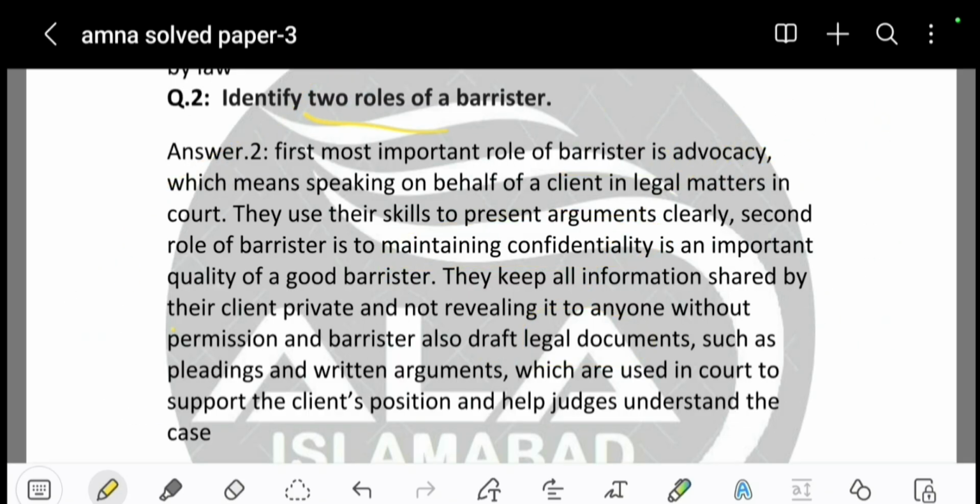So this is how you also have to include roles in your answer. In the third role, I have included drafting, that barristers do drafting of their legal documents such as pleadings and writing arguments.